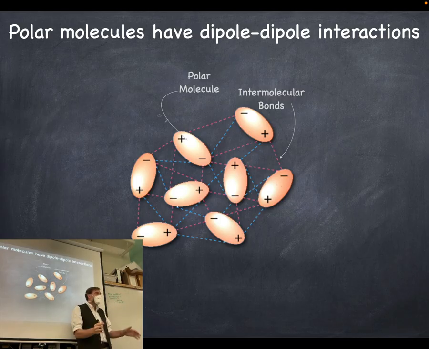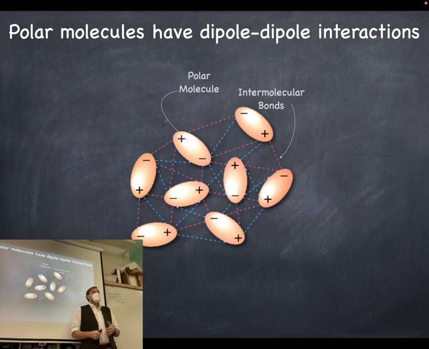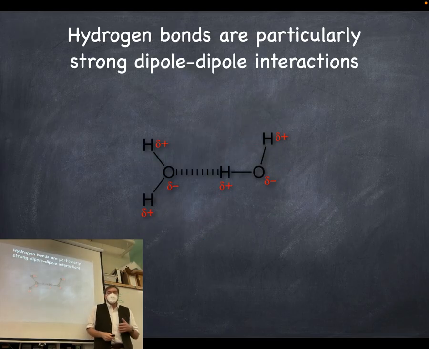Now, some molecules, ones that are very polar, have particularly strong dipole-dipole interactions. And the dipole-dipole interaction has a range of strengths depending on the polarity of the molecule. The more polar the molecule is, the stronger this interaction will become. We, as chemists, give very strong dipole-dipole interactions that form under certain circumstances a special name. We call them hydrogen bonds.